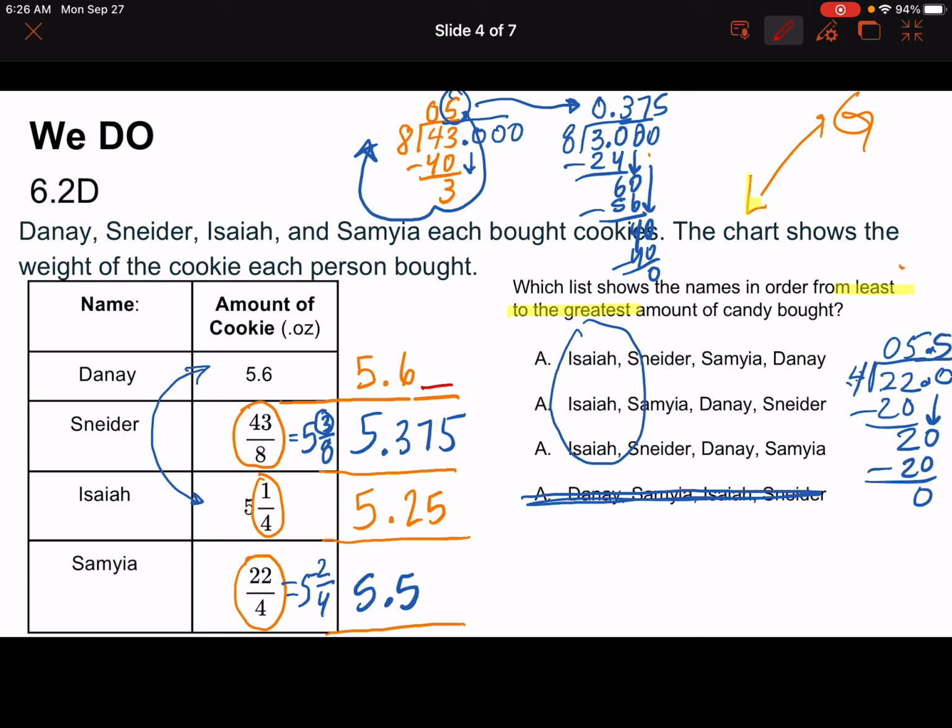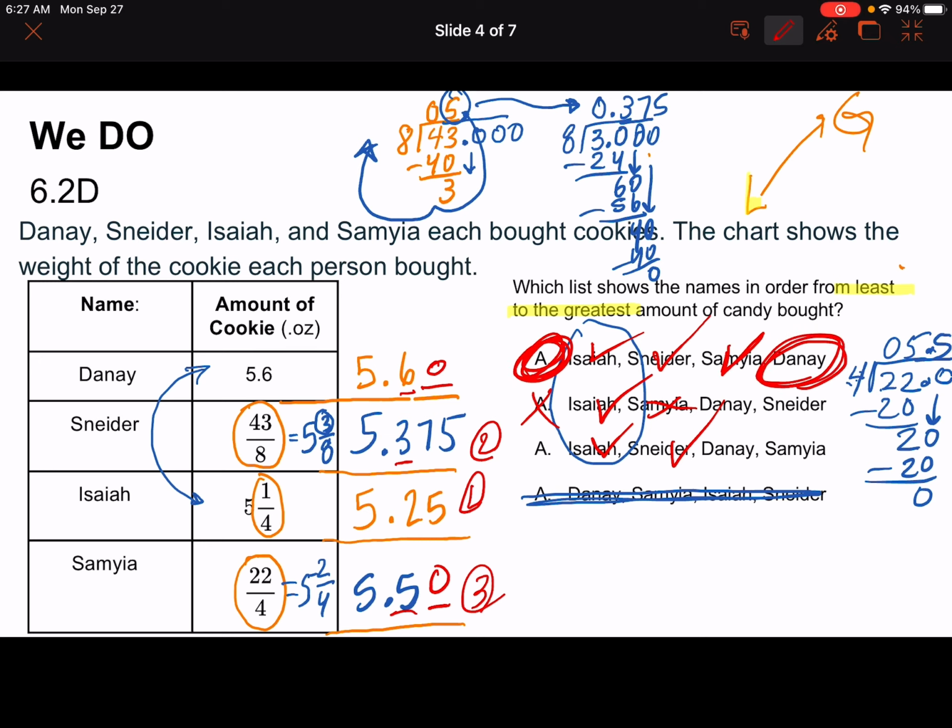Remember, at each place value, I can add a 0. So the smallest is Isaiah. Then comes, I have 3/10, 6/10, 5/10. Schneider. So now after that, we need to figure out which one is the next greater, which we have 5. Samia. And Danae is larger. So we know this is the correct answer: Isaiah, Schneider, Samia, and Danae.